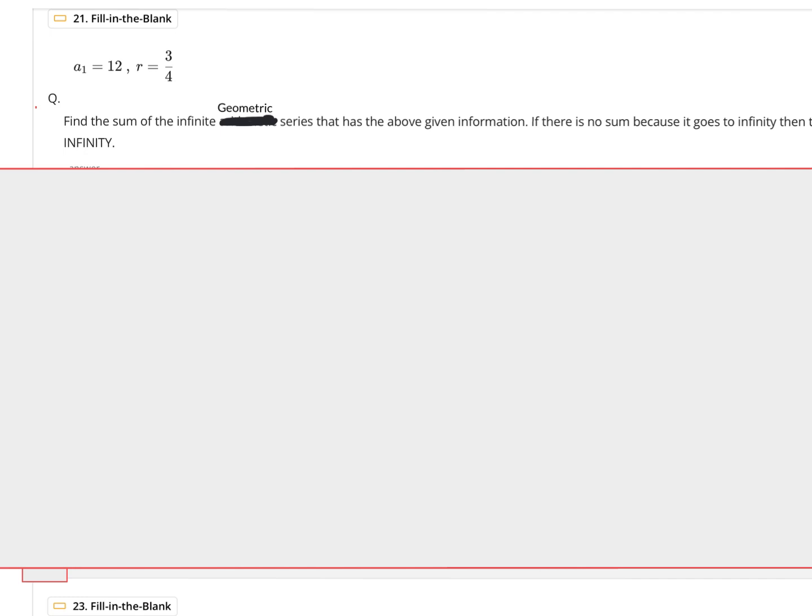They're giving us some information here, a sub 1, and also the common ratio, which is 3/4, and they're asking us to find the sum of an infinite geometric series. So we know we're going to use the formula for the sum of an infinite geometric series, which is the fraction a sub 1 over 1 minus the common ratio r. So all it is is plugging in your values. You have 12 over 1 minus the common ratio 3/4.